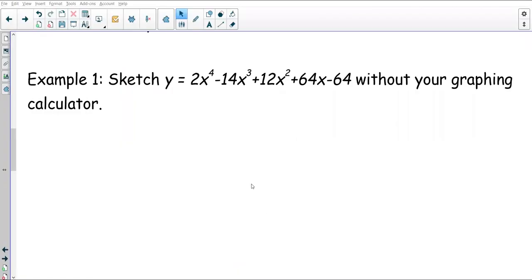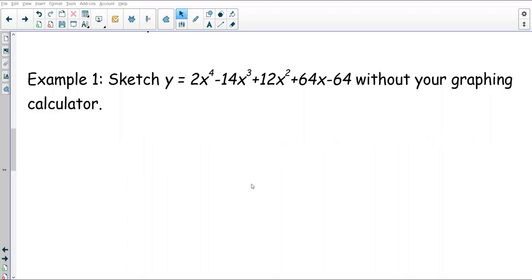Okay, so in this example, we are going to sketch the following polynomial without using our graphing calculator. So that means we're going to have to think about the end behavior. We're going to have to factor it to find our x-intercepts. We can find our y-intercept, and then we can go through and sketch it.